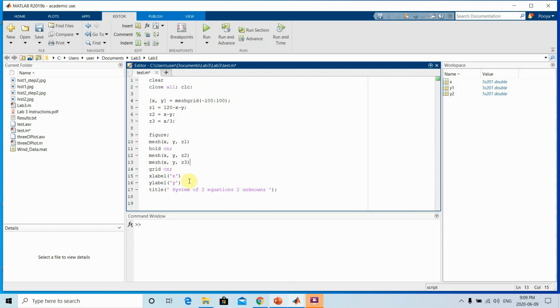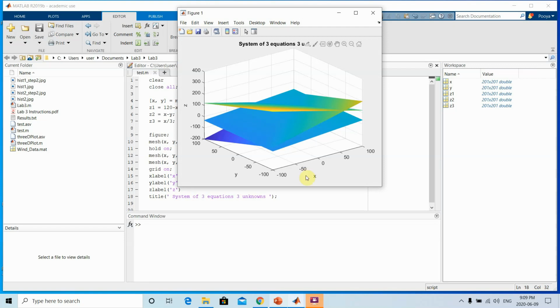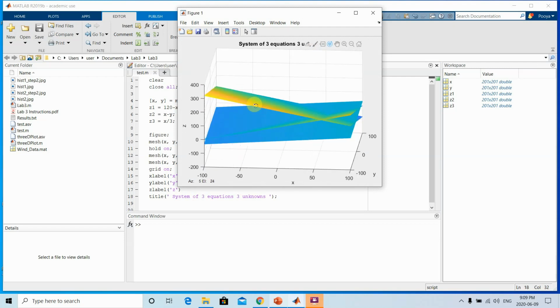We have grid on, xlabel x, ylabel y. Let's add a zlabel, z, and the title, system of 3 equations, 3 unknowns. Okay, let me double check everything. It looks okay. So this is how our system of 3 equations, 3 unknowns would look.